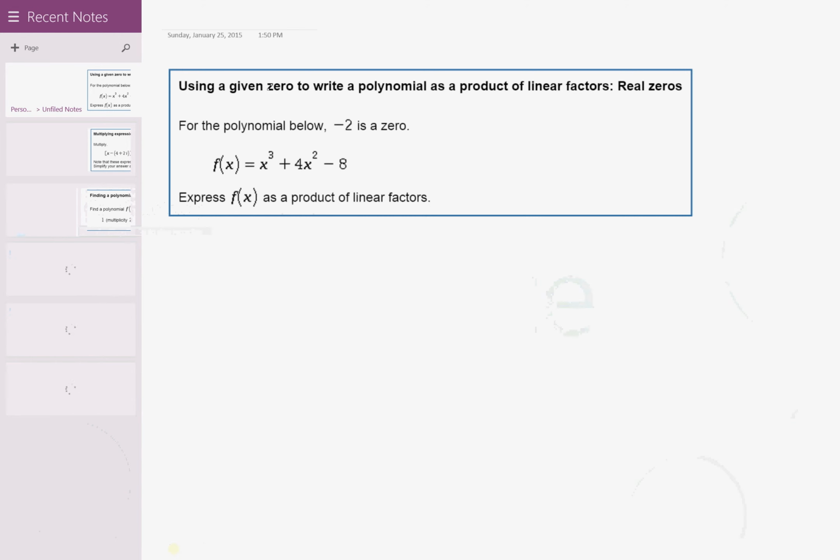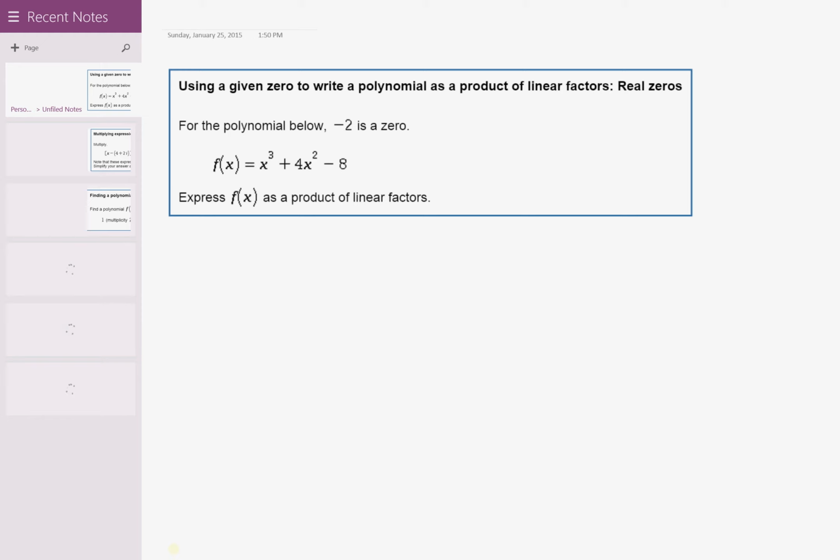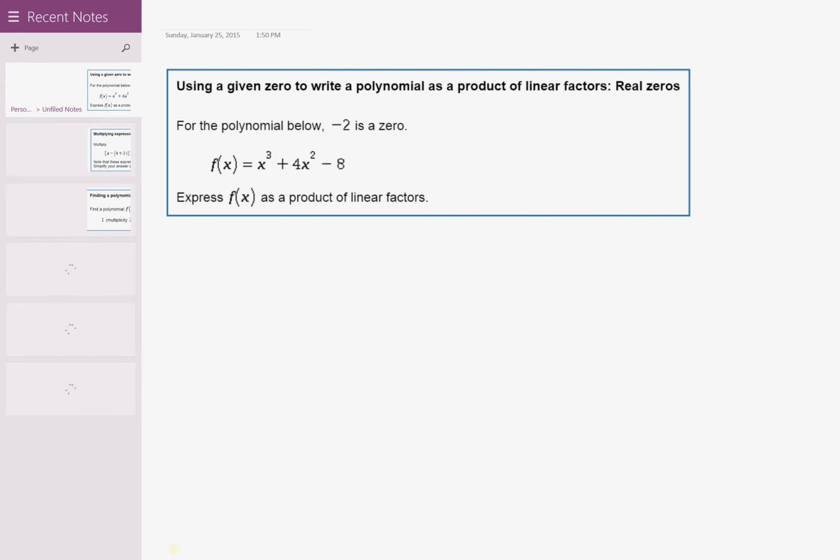We want to use a given zero to write a polynomial as a product of linear factors. And in this case, we're dealing with real zeros only. We're given a cubic polynomial, and we want to write it as a product of linear factors, which means we need to figure out what the other factors are. And I'm going to use two different methods to figure this out. The first is synthetic division.